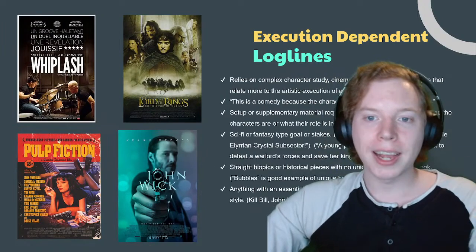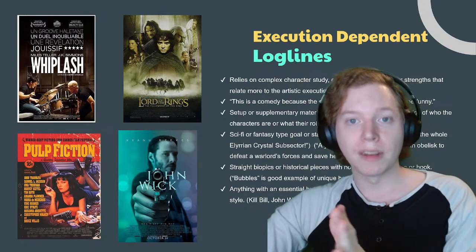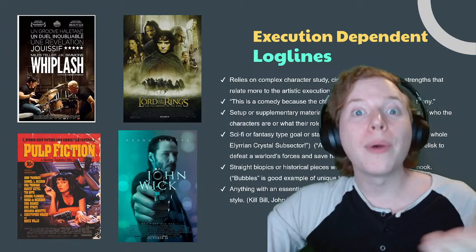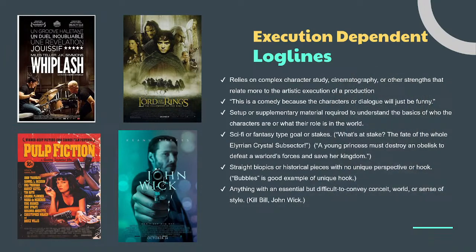It's not a spectrum of high concept to low concept. I guess some people say low concept, but usually we say it's a spectrum of high concept to execution dependent, where this would only be good if you executed it well. That's what we mean by execution dependent. And some really fantastic movies, we have four right here that are all very execution dependent ideas. Some of them might rely on complex character study or cinematography or other difficult to explain strengths that relate more to the artistic execution of a production. I think something like Whiplash, for instance, doesn't have a high concept pitch.